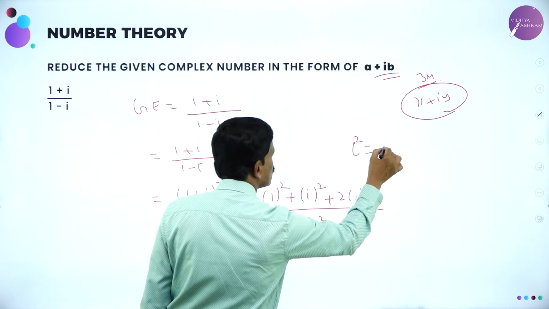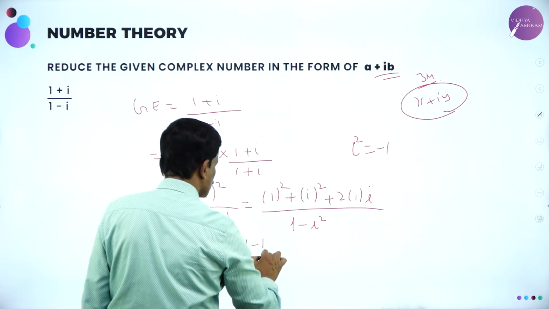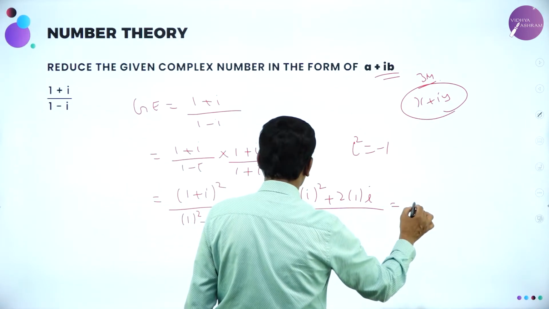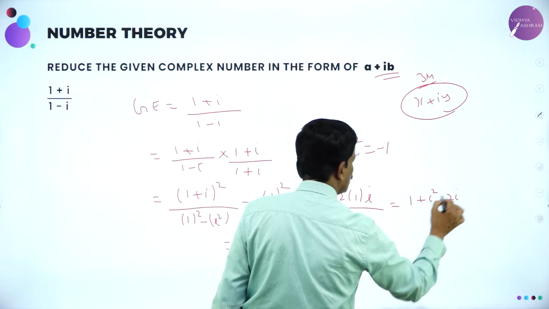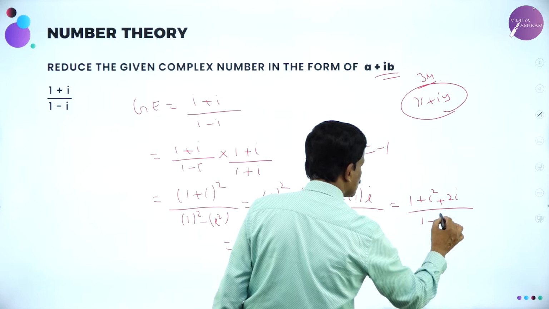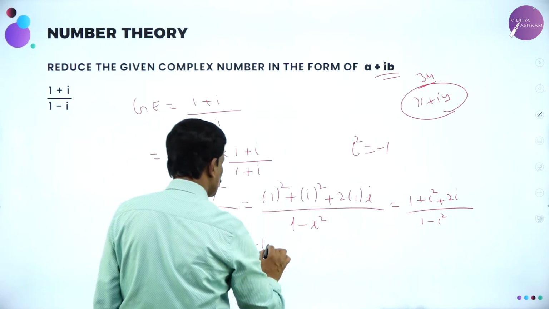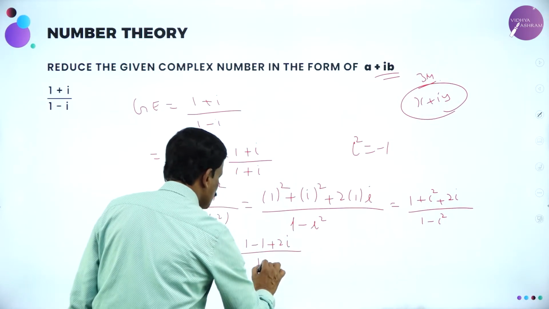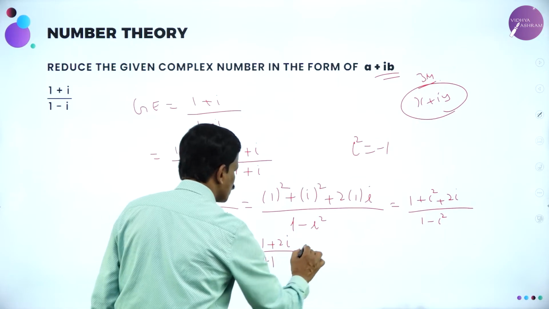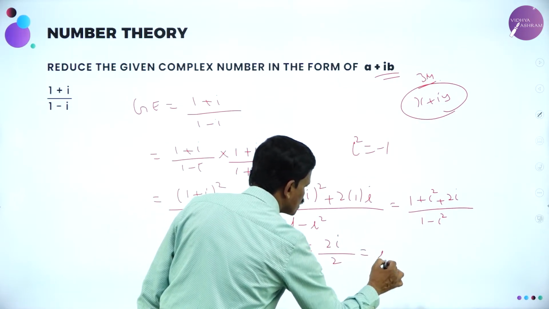Since i square is equal to minus 1, substitute here: 1 square is 1, i square is equal to minus 1. If you want, you can write one more step: (1 plus i square plus 2i) divided by (1 minus i square). Now i square is equal to minus 1, so this is minus 1, plus 2 into 1 into i is 2i, divided by 1 minus into minus is plus 1. Minus 1 plus 1 gets cancelled. 2i divided by 2, the 2 gets cancelled, and we get i.